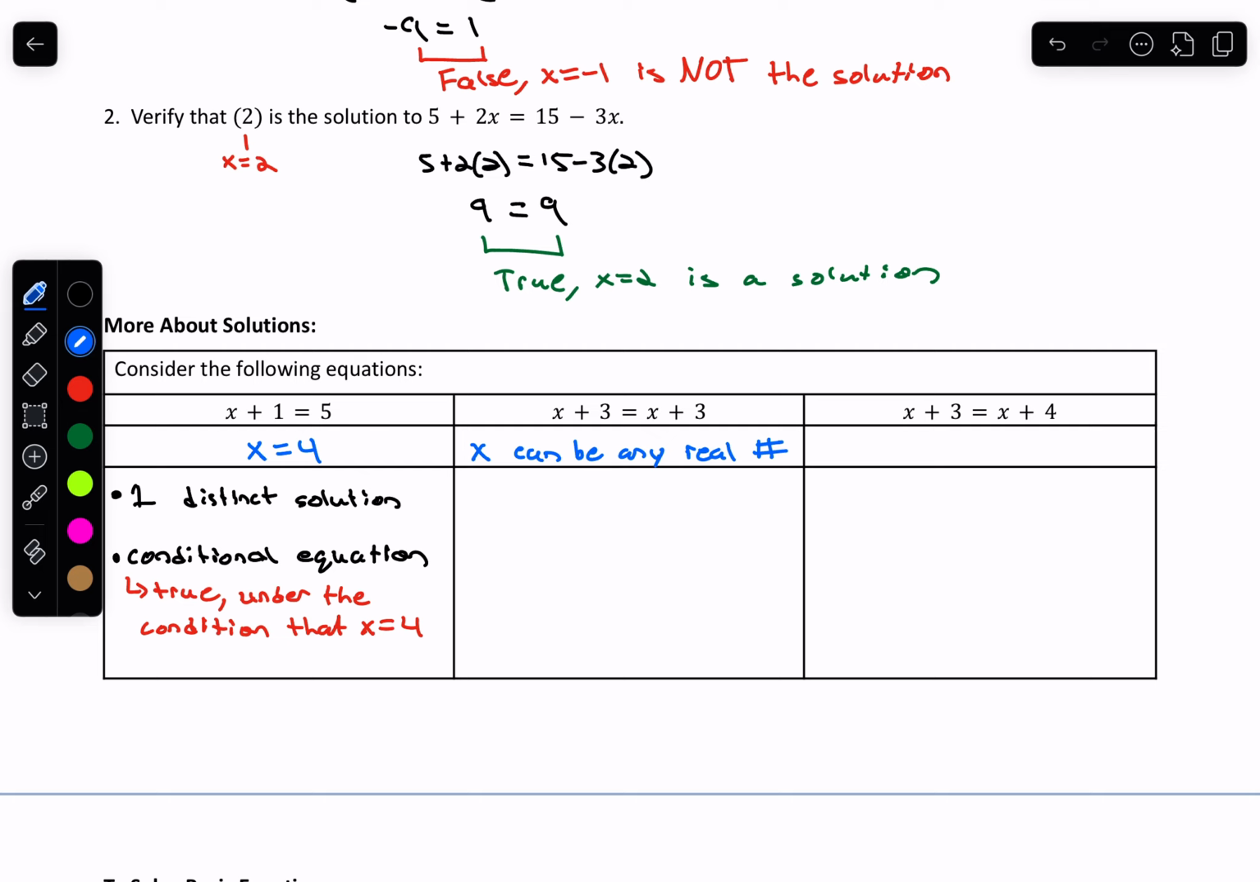So if x can be any real number, that means x could be 4, 5, 6, -2, -3.1. It doesn't actually matter what x is. All right, so x can be anything. That means that there are infinitely many solutions, because there are infinitely many real numbers, which means there are infinitely many solutions to this equation. It does not matter what x is, the statement will be true no matter what we plug in for x.